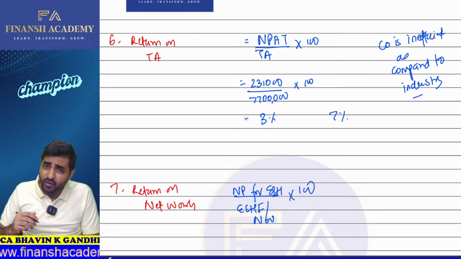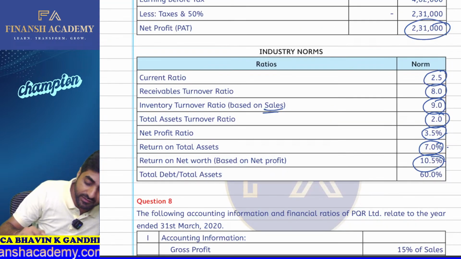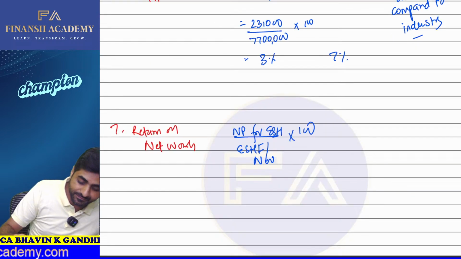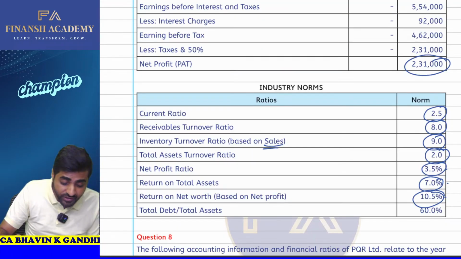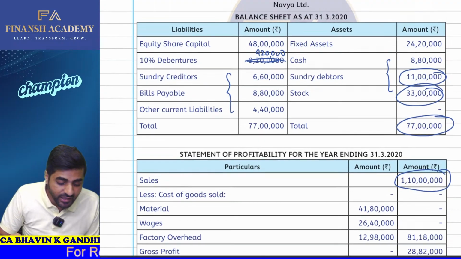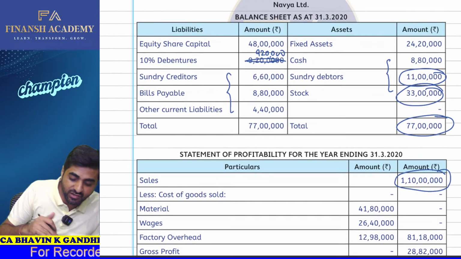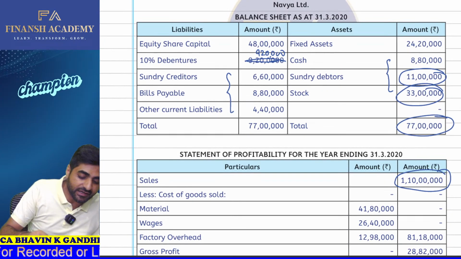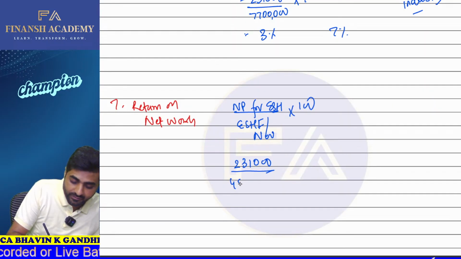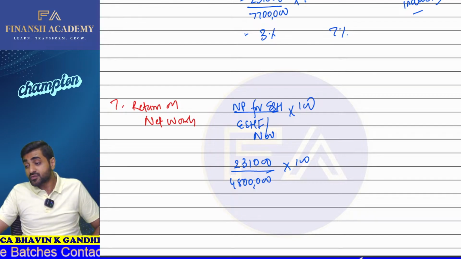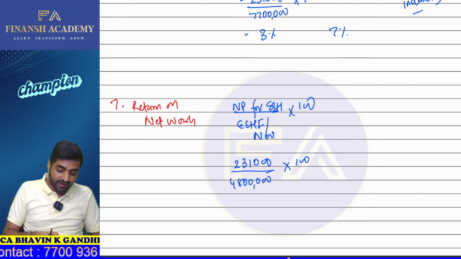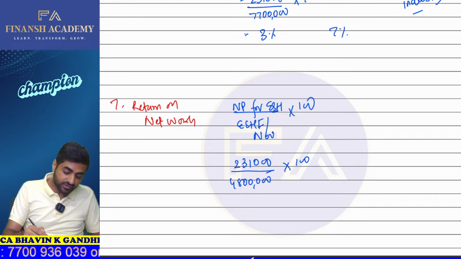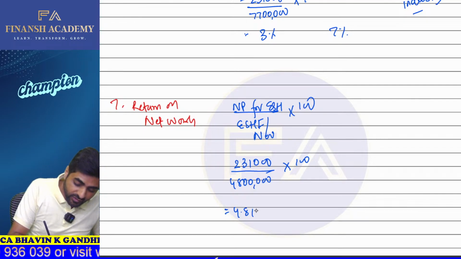So guys, do you have the net profits for equity shareholders? Yes, we do have it: 2,31,000. Do we have the net worth also available? Yes, sir. The net worth is nothing but equity share capital plus reserves. There are no reserves, so it's 48 lakhs. So this will now be 2,31,000 divided by 48 lakhs into 100. So it's 4.81%.